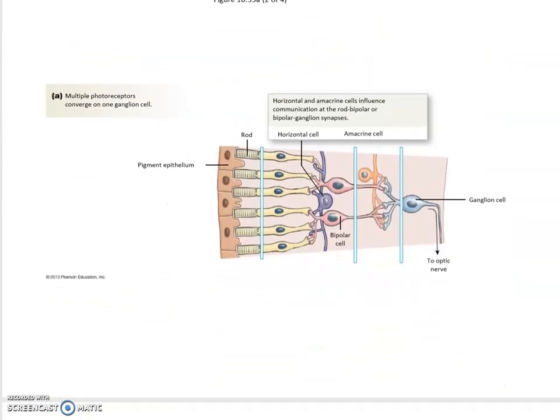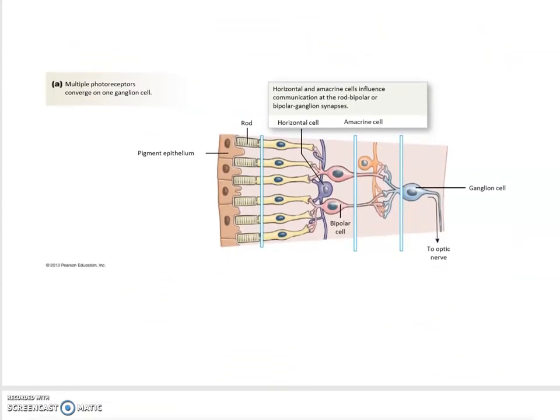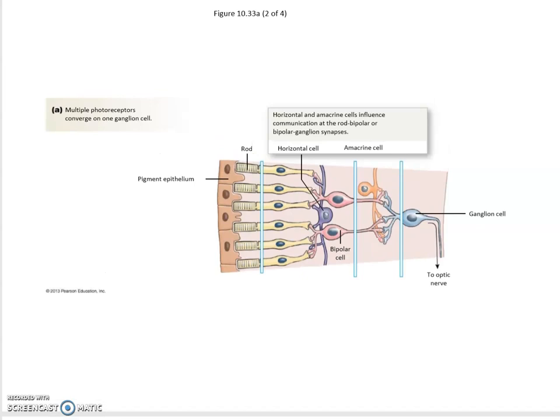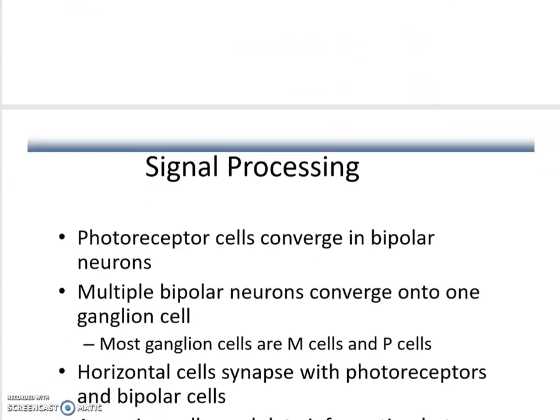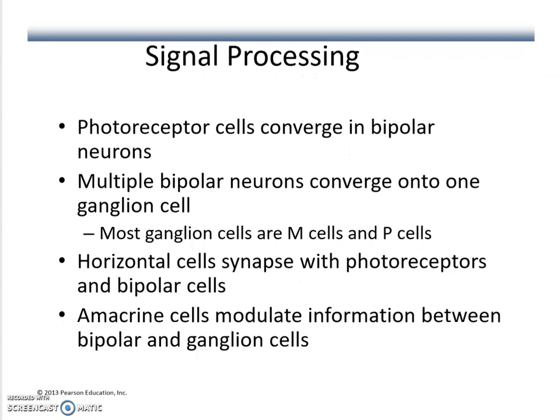Okay, and here basically one more time this whole issue of convergence. All of these rods here, they synapse to two different bipolar cells, and these two, they will synapse to one ganglion cell. So you can tell that the visual acuity is just not going to be that good because your brain has no way of telling which exact rod or set of rods has fired or sent a signal.